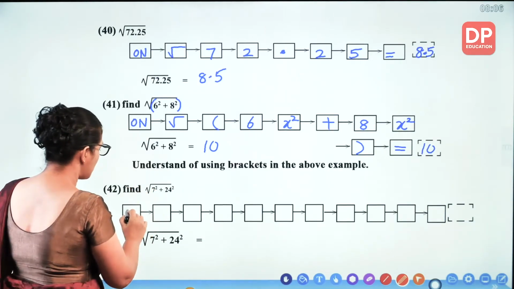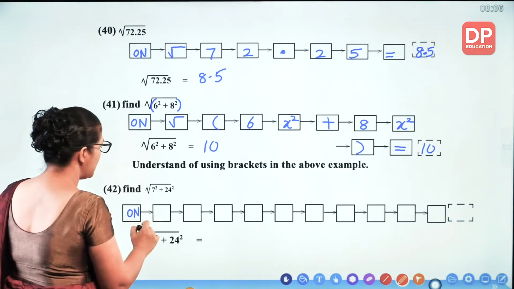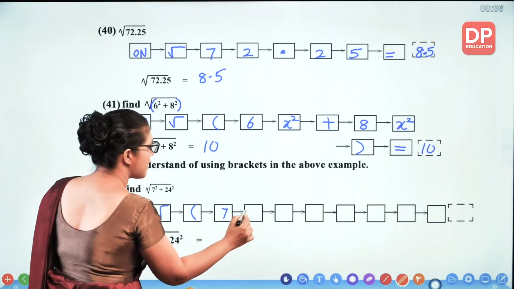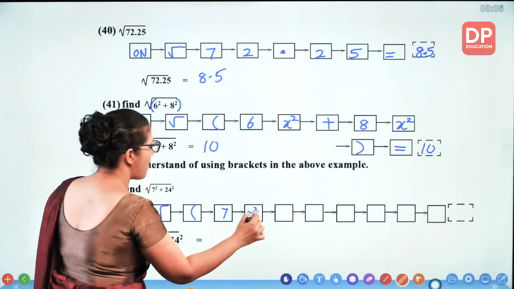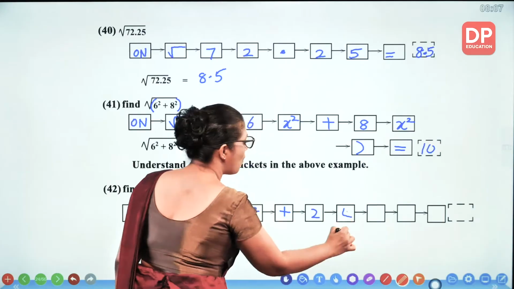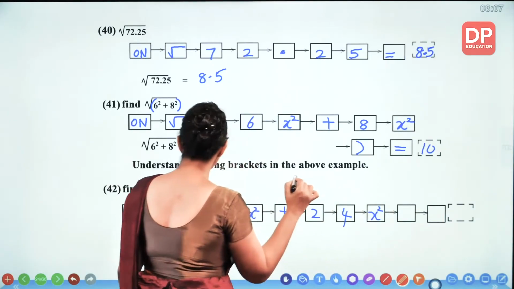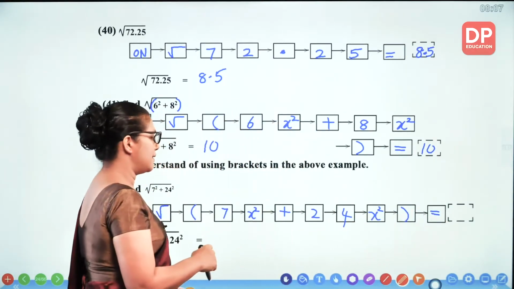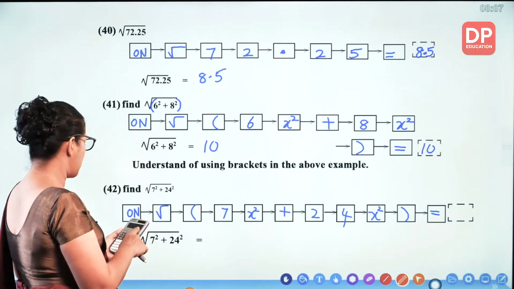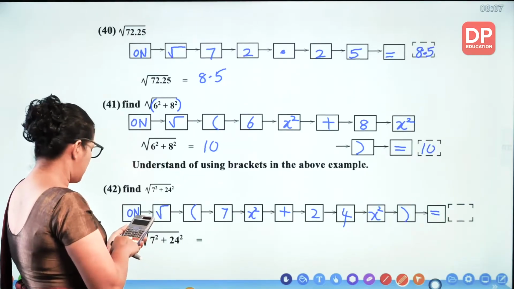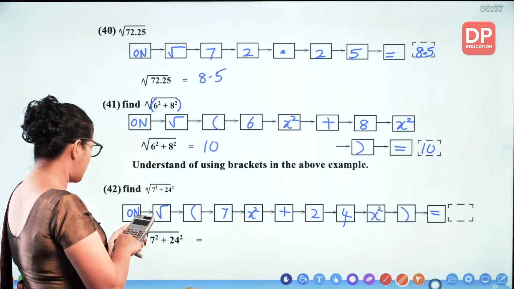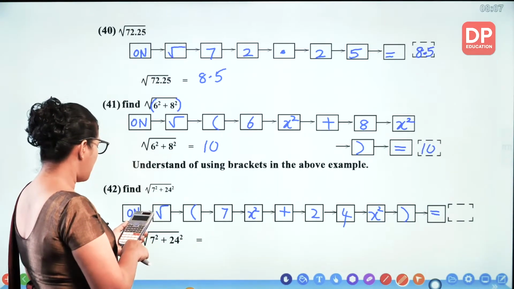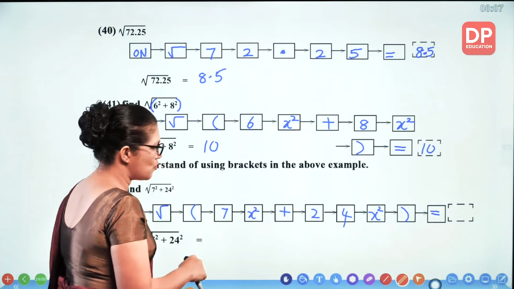Find this one. So you switch on the calculator and square root sign first and then open a bracket. 7 squared plus 24 squared. And then close brackets and equal sign. So you get square root of 7 squared plus 24 squared inside brackets. Answer is 25.